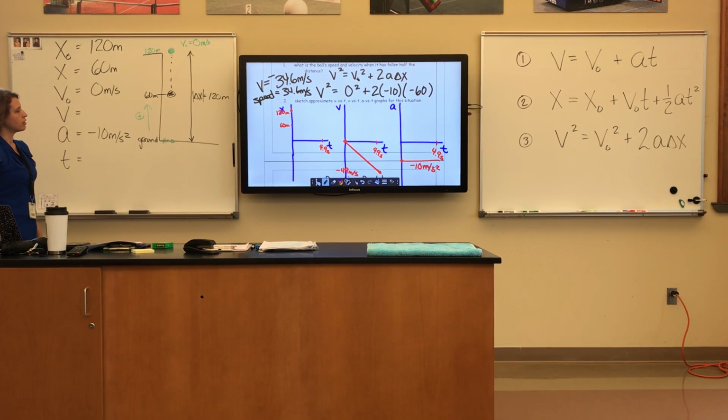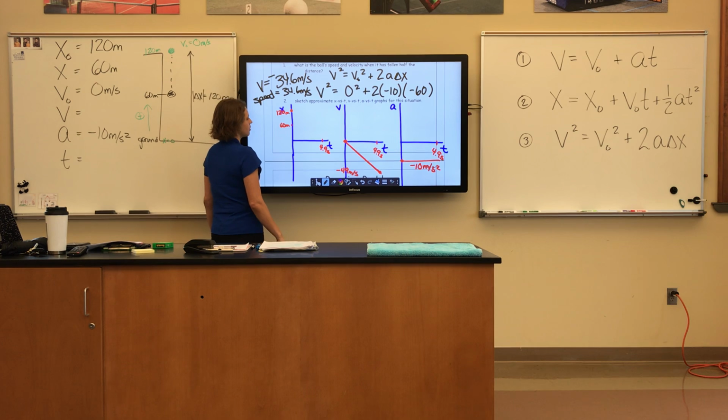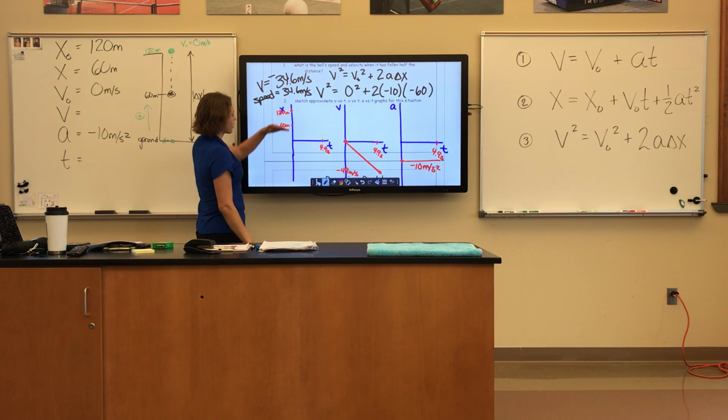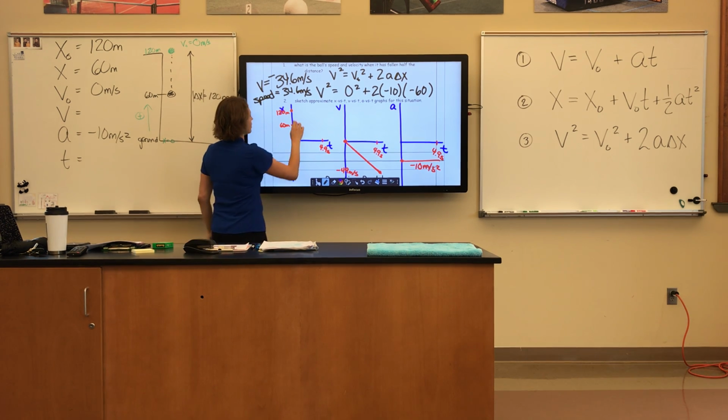How about my position? What sort of shape should that position versus time graph have? It's going to be kind of like a hill, I guess. Like a hill. Yeah, it starts flat and curves, like a parabola. And the question is, does it curve downward or curve upward? Curves downward. So a few shortcuts here.